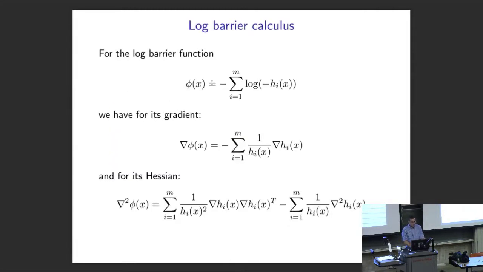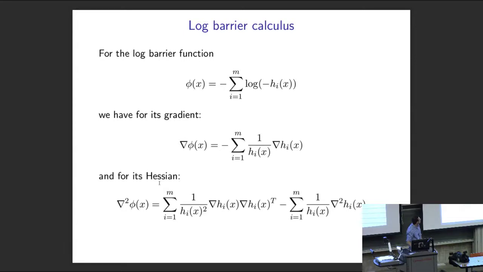Okay, so the gradient, right? I can just think about taking the gradient of each of these terms, and the gradient of log of x is 1 over x, so I'm just using the chain rule. It's 1 over h_i of x times the gradient of what's in the middle, which is negative h_i of x, negative grad h_i of x.